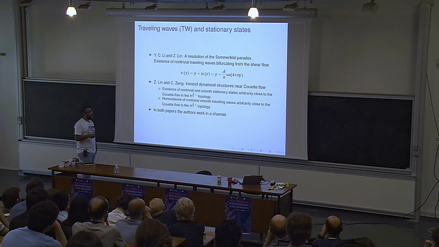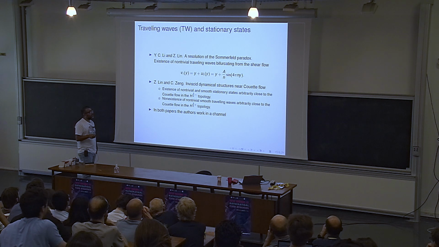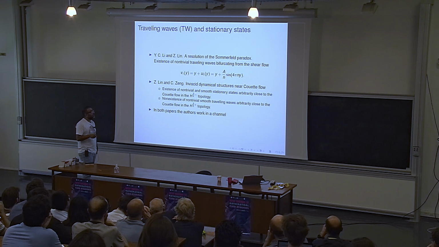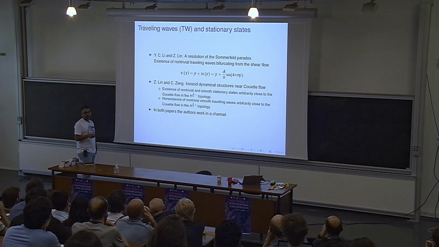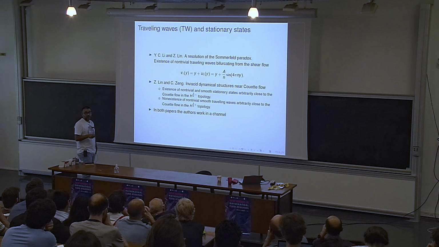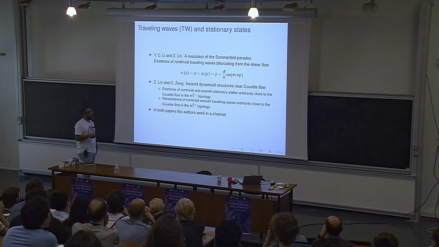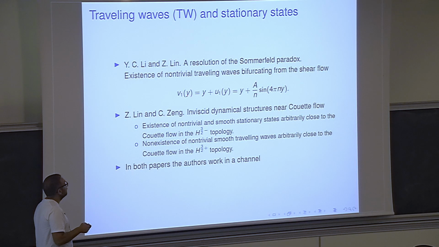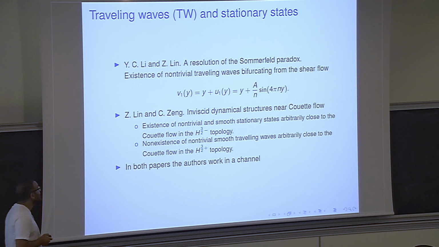So they are able to show that there exists some traveling wave bifurcating from this velocity v1 for any number n. Then if you take n very, very large, this function is close to 0 in L2, and then this velocity is close to the Couette flow in L2. Since you are finding traveling waves bifurcating from it, you are finding traveling wave solutions which are arbitrarily close to the Couette flow in L2. This is the strategy that these two authors, Lin and Lin, use to prove the existence of traveling waves.